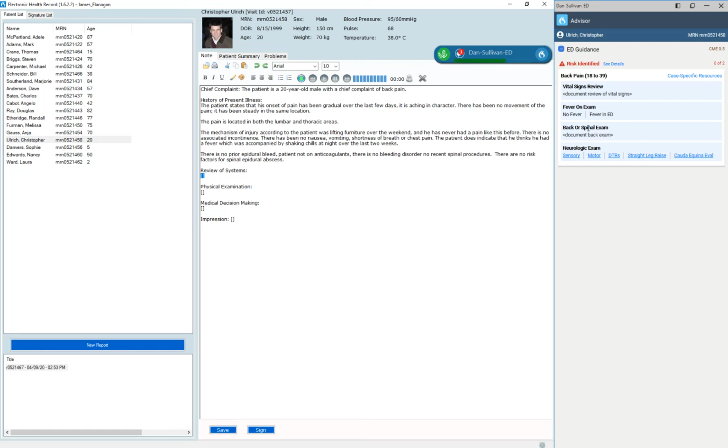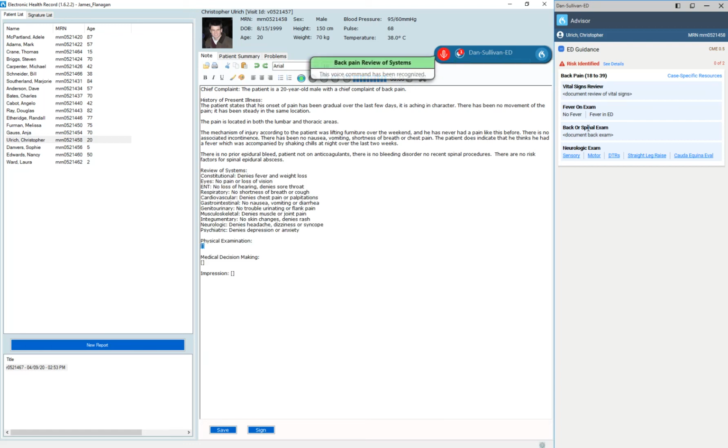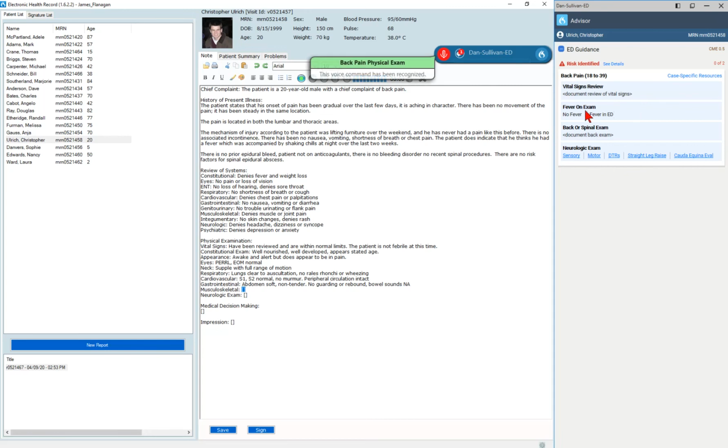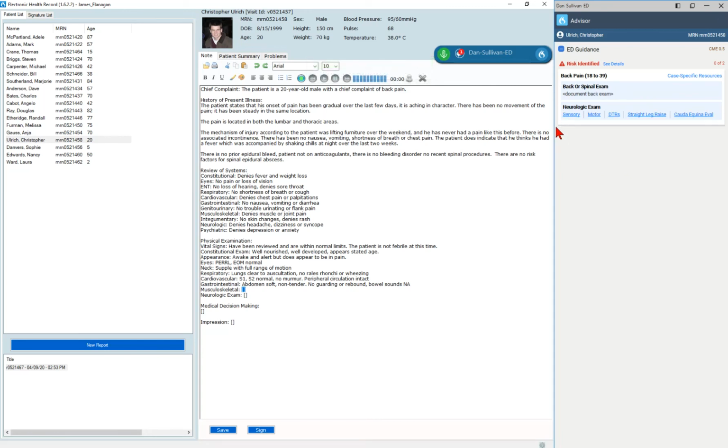Back pain review of systems. Back pain physical exam. Vital signs have been reviewed, that will retire. Check fever specifically, there isn't one. Back examination is normal, there's no spinal or paravertebral tenderness.